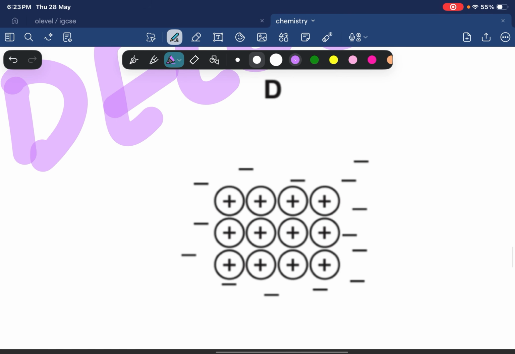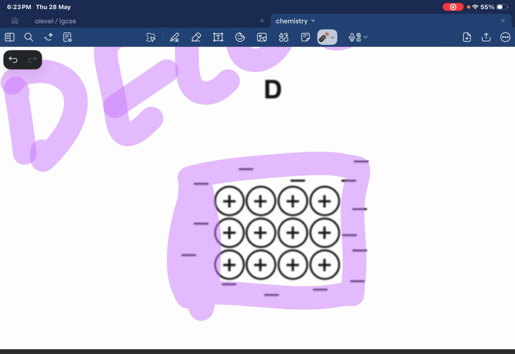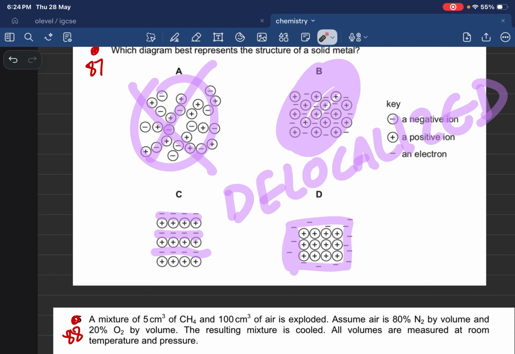And they're not only present in the surroundings of the positive ions, they're also present in between. Okay, so this diagram perfectly shows it.